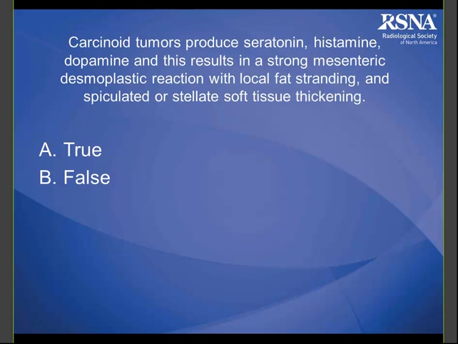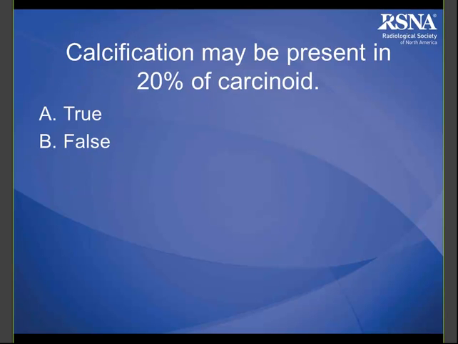Carcinoid tumors produce serotonin, histamine, dopamine, and this results in a strong mesenteric desmoplastic reaction with local fat stranding and spiculated or stellate soft tissue thickening. True or false? And that's very classically true. I'll show you some cases of that.